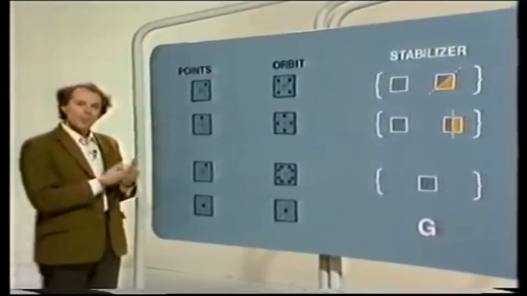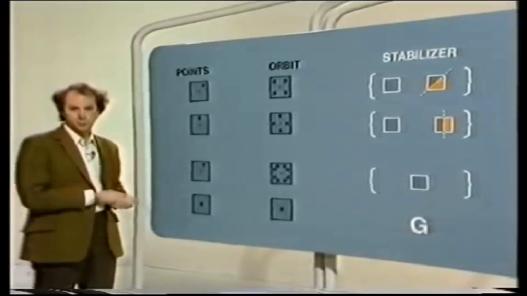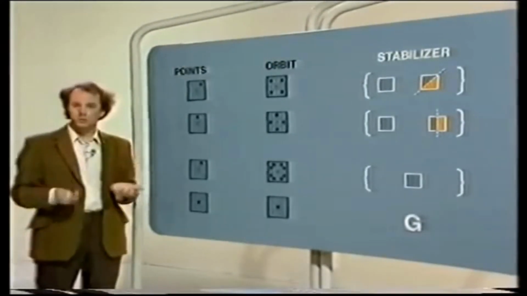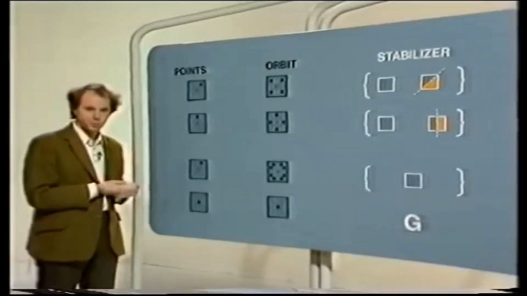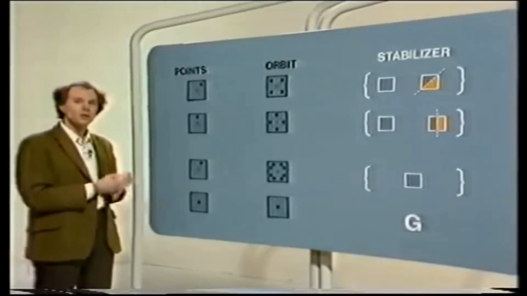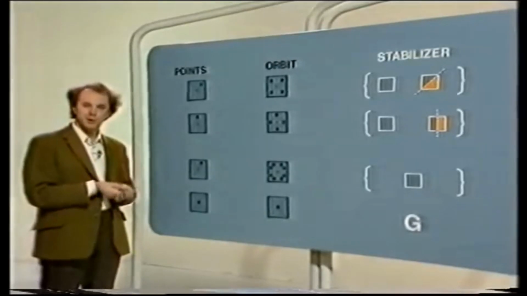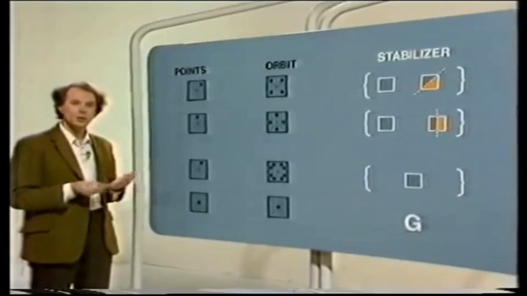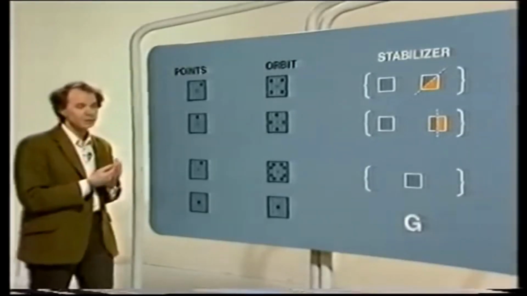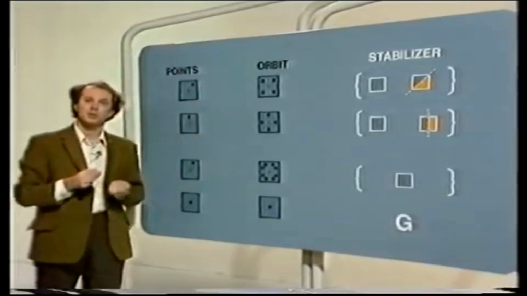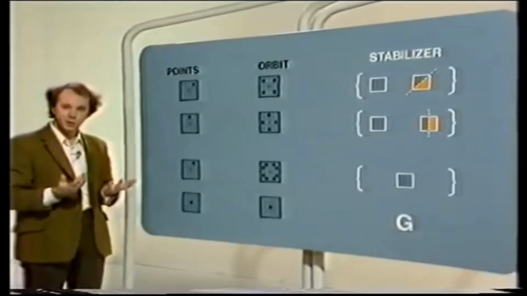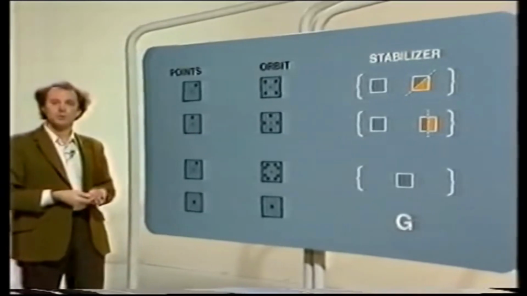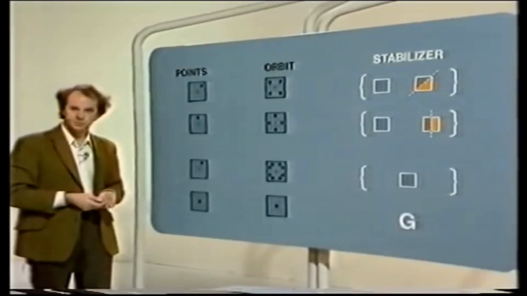Well, remember, the stabilizer is a subgroup. We said that before. And we saw how the cosets of the stabilizer partition the group. And by Lagrange's theorem, the order of the group divided by the order of the subgroup gives the number of cosets. And in this case, we have 8, that's the group order, divided by 2, the stabilizer subgroup order, which gives 4 cosets, and there are 4 points in the orbit. So that agrees with what the orbit stabilizer theorem tells us.